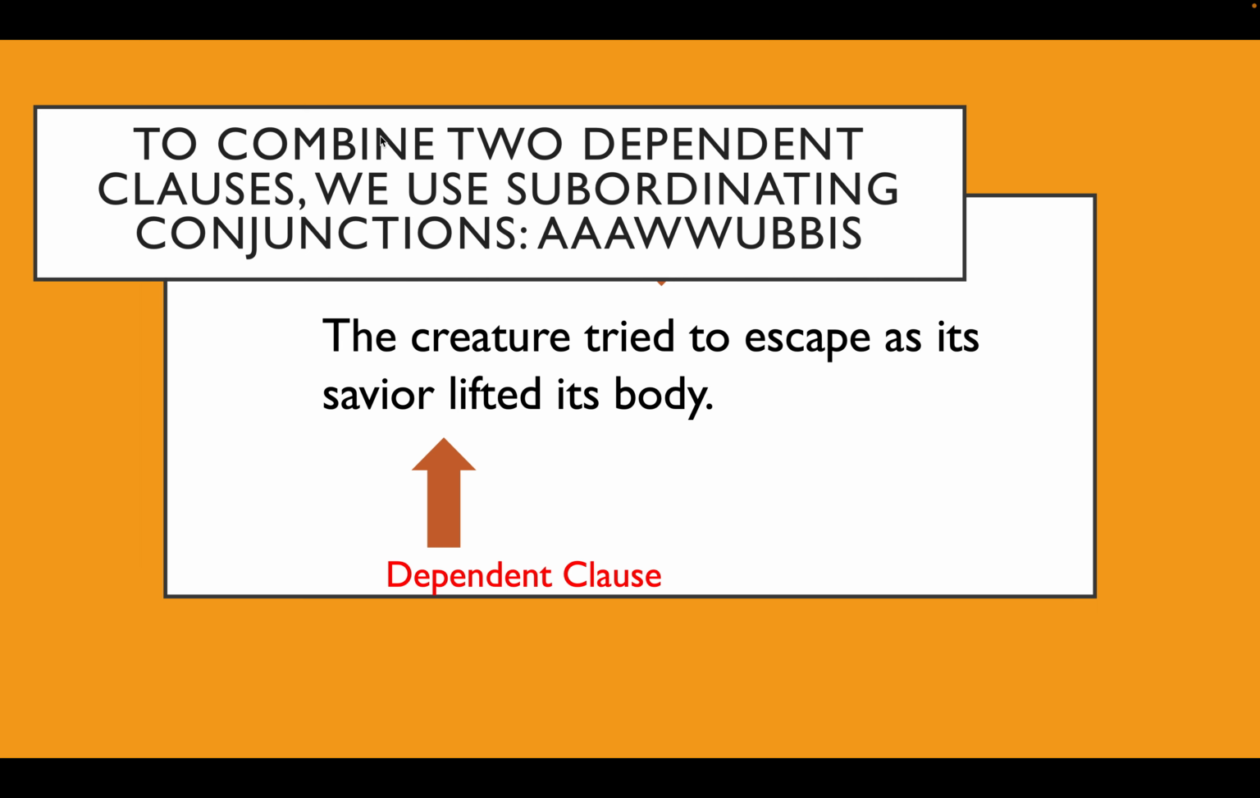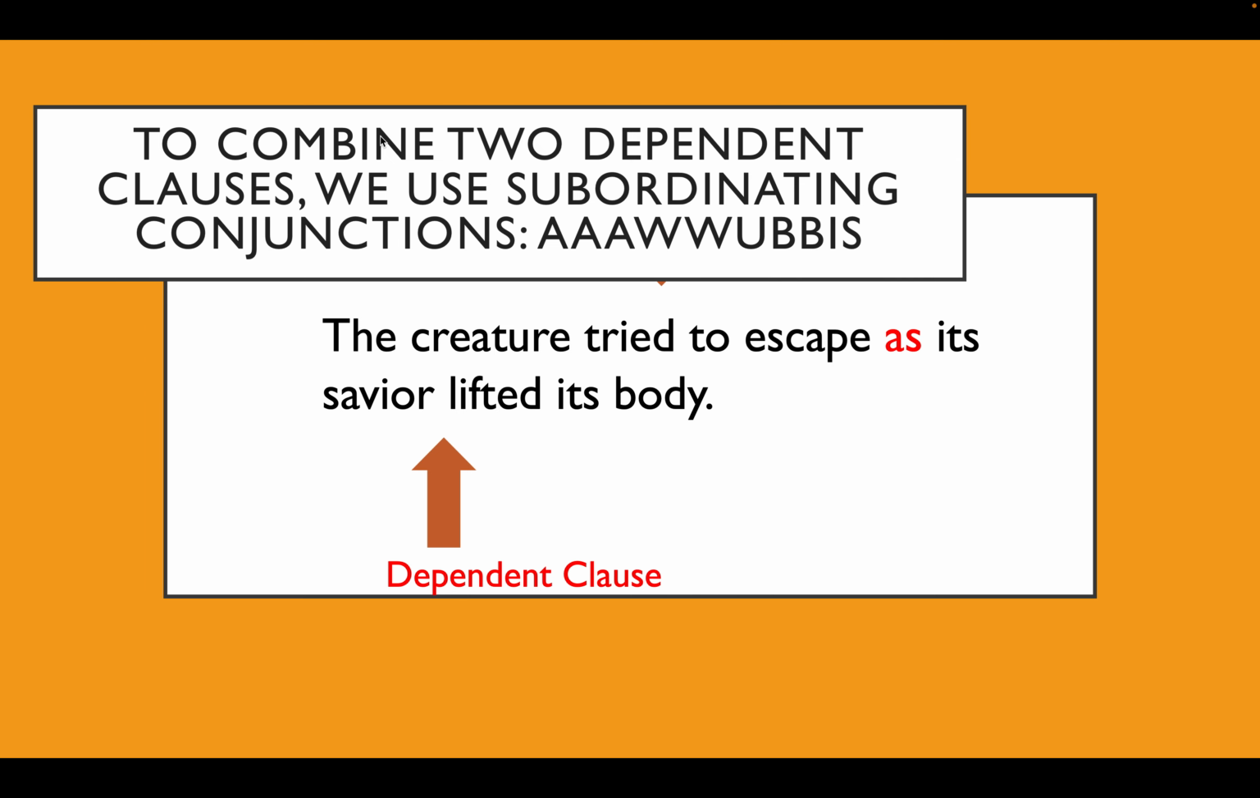Okay, so what we have here then is "as," which is our subordinating conjunction, which turns this into a complex sentence with an independent and a dependent clause. So if I separate these sentences and I say, "the creature tried to escape," well, that's a complete thought. But if I pull out the dependent clause and say, "as its savior lifted its body," you're left kind of like, well, what was happening as its savior lifted its body? And that's what those subordinating conjunctions do. They make it so it has to be attached to something else.